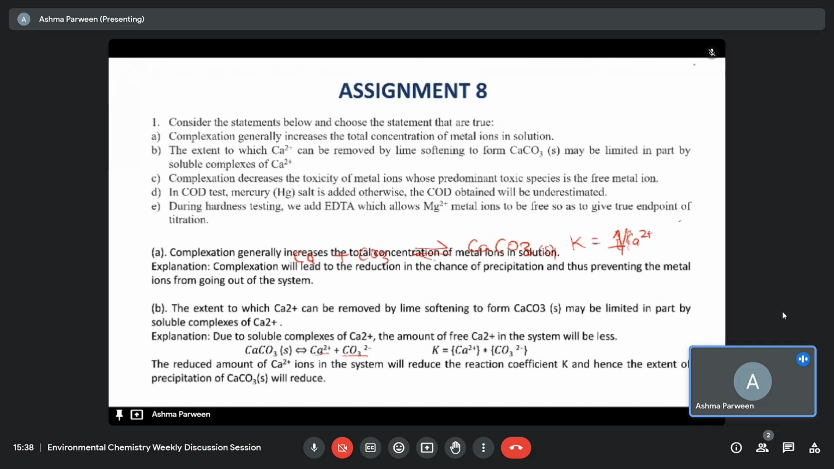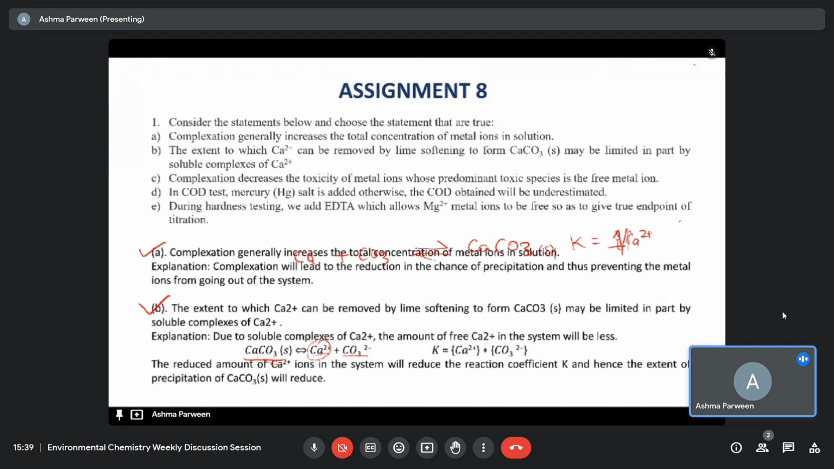So if Ca2+ can form complexes with hydroxide or other ligands in the system, then the concentration of Ca2+ will decrease. And since the Ca2+ concentration will decrease, finally the concentration of CaCO3 solid will decrease. And softening will be influenced by the concentration of Ca2+ in the system. So A is correct, B is correct. So let's see the third option.